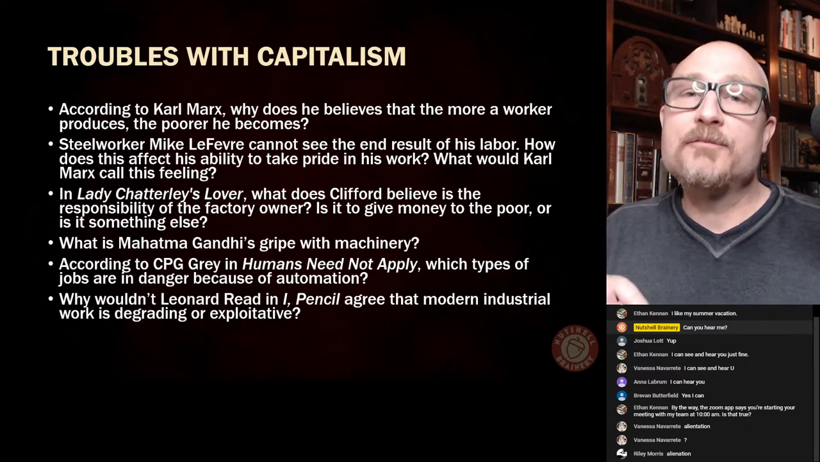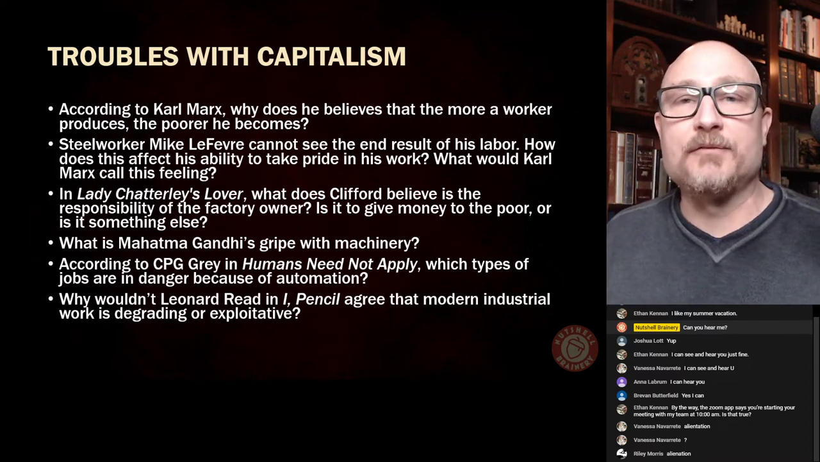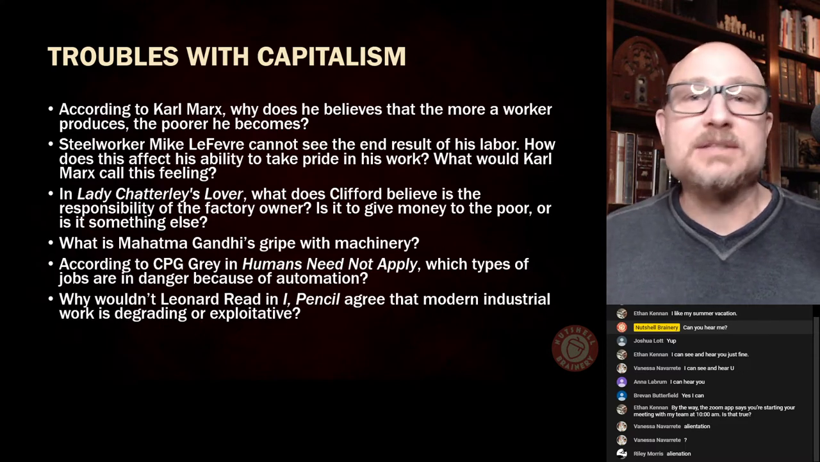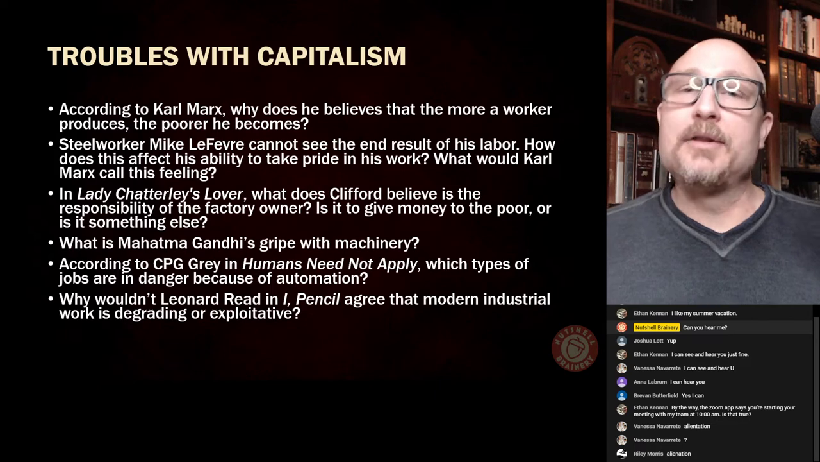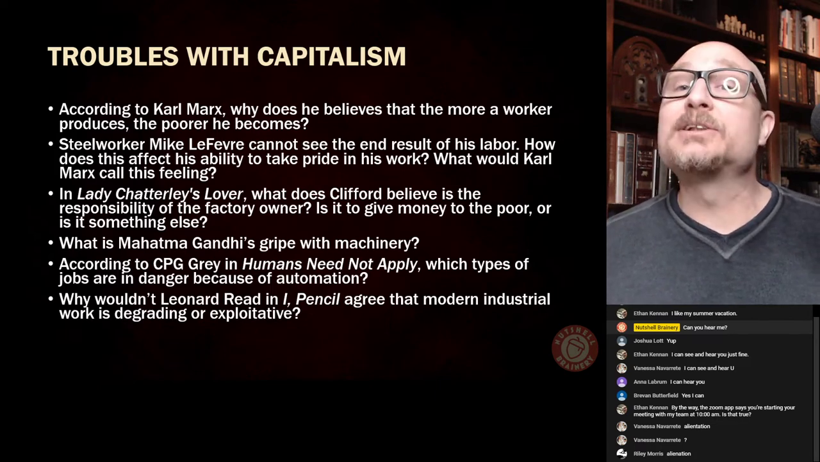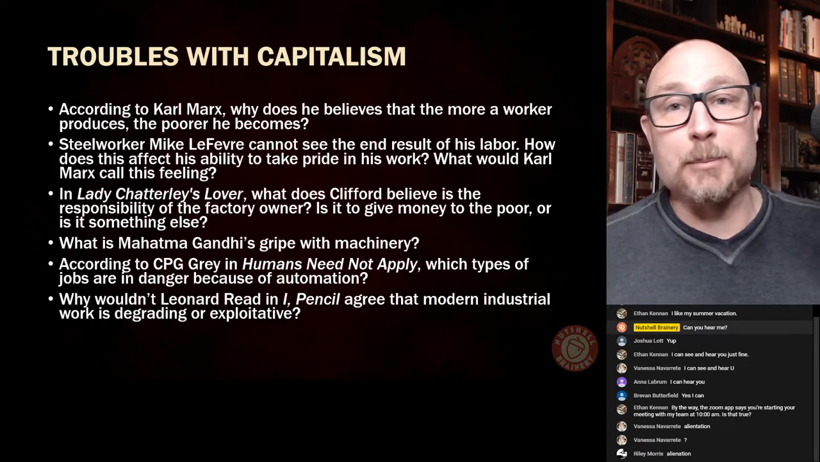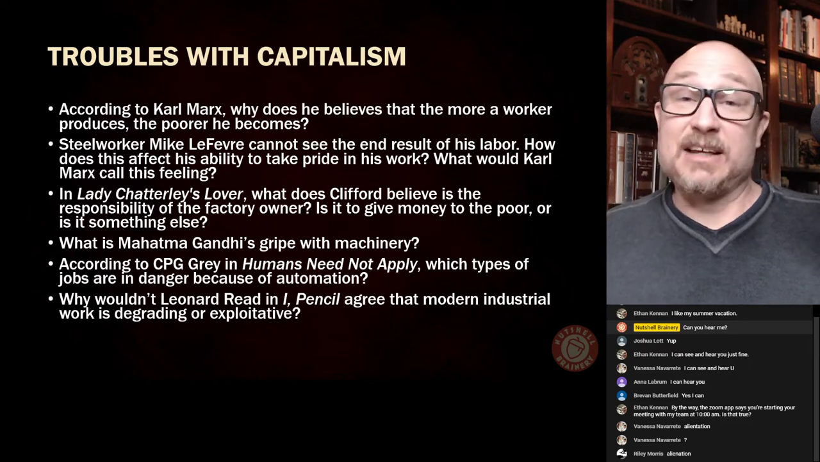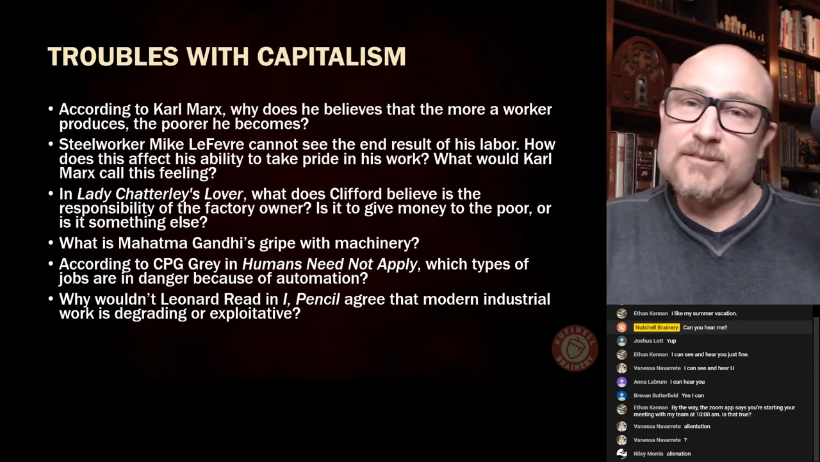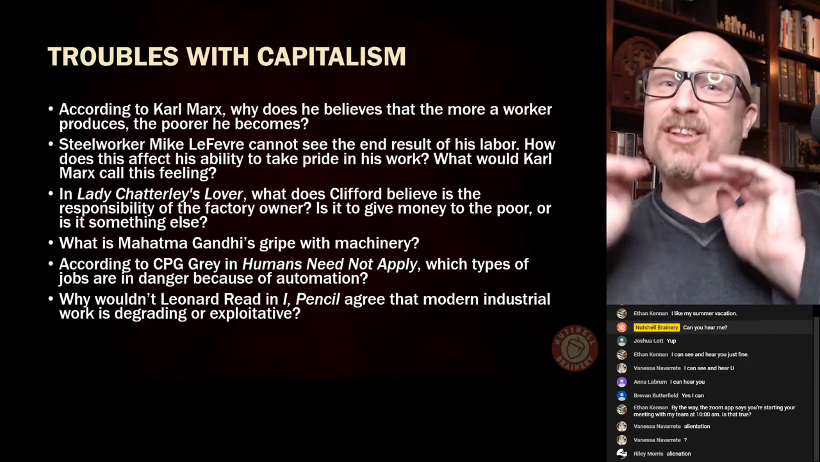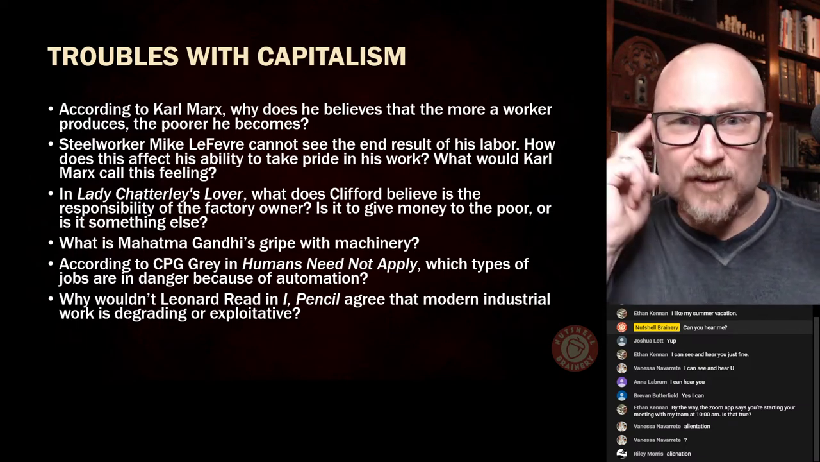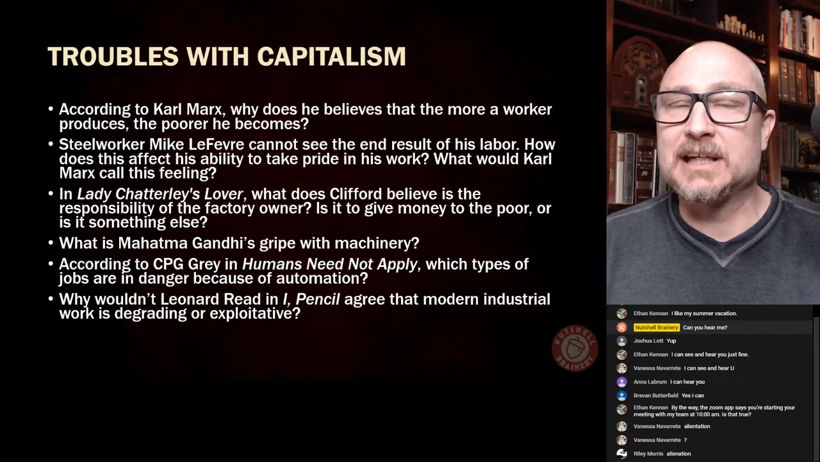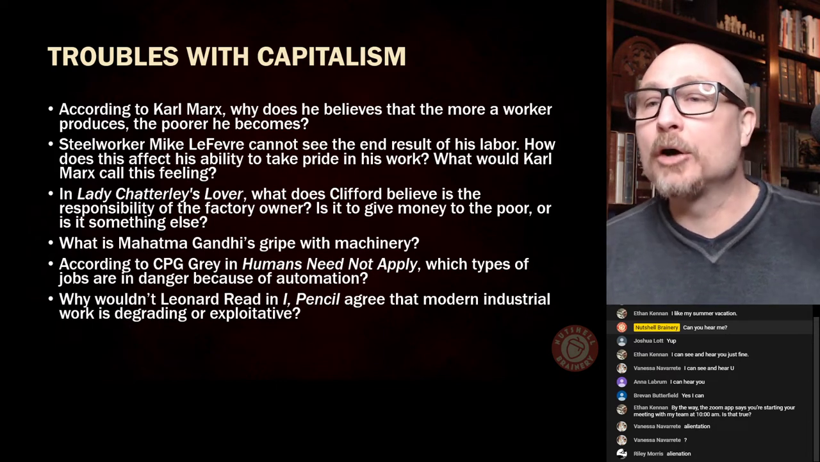So he felt the responsibility of the factory owner was not to give money to the poor, but to run the factory as efficiently as he can so that he can employ these people. Now, I'm not saying there isn't logic to this. In fact, there is a lot of logic to this. However, the way he did it and the philosophy and ethics by which he did it were pretty repugnant, okay?